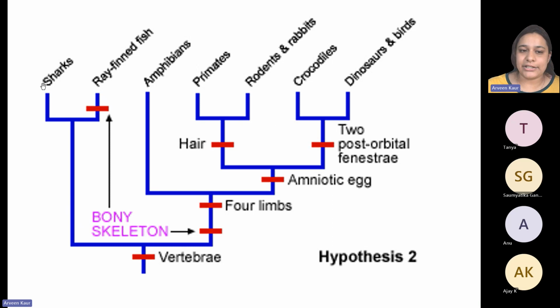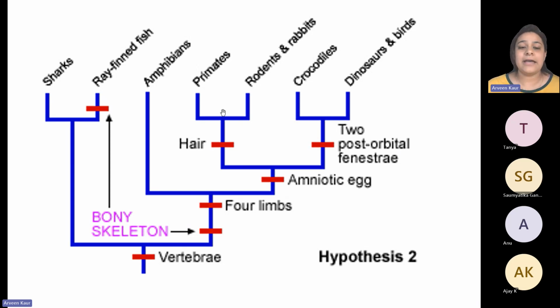One branch basically led to sharks and ray finned fish. The other branch led to amphibians, primates, rodents, crocodiles, and dinosaurs, right? Now, in this particular branch, wherein one was leading to these fish and the other was leading to these four-limbed animals, separately, two evolutions happened, wherein ray finned fish developed this bony skeleton independent of these individuals developing bony skeleton.